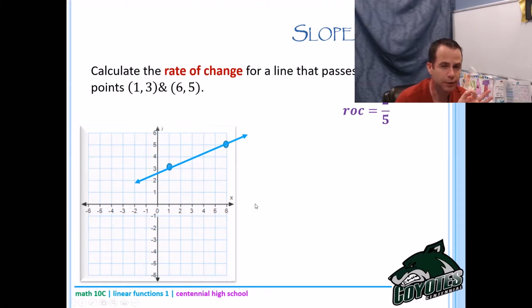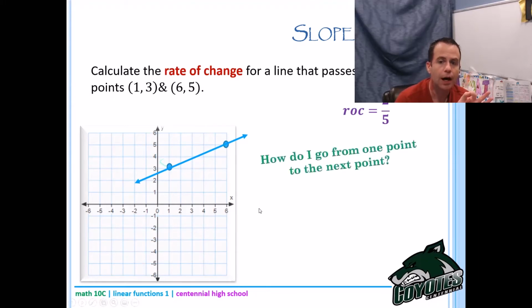Well, I want you to look at this really carefully. I would go up 2 and right 1, 2, 3, 4, 5. Up 2 and right 5. Okay, but look at what the rate of change is. 2 over 5. So I'm going up 2, that's represented by this 2 right here. That is the change in y. And I'm going over 5, that is represented by the 5 here. That's the change in x.